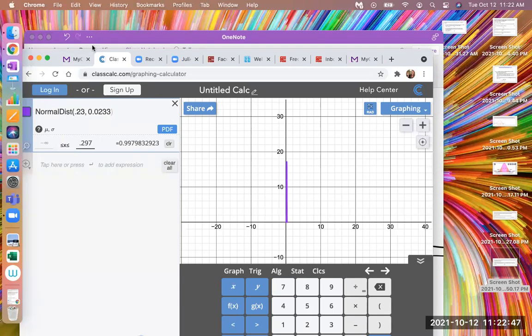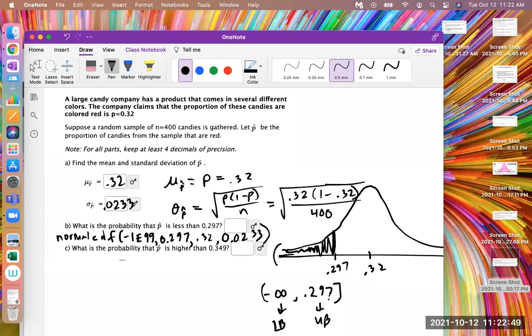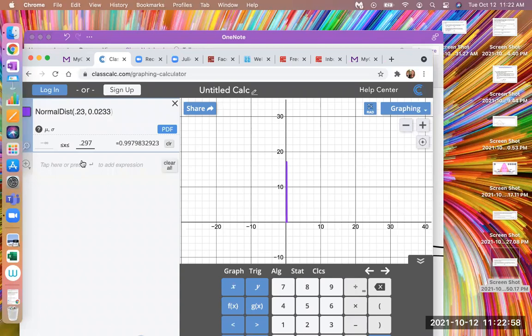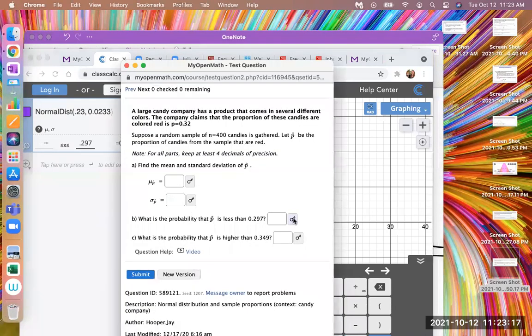Let's look back at what that was. 0.297. Yeah, it's negative infinity to 0.297. So when I'm using class calc, this is my lower bound and that's my upper bound. And then my answer here is 0.9979, or actually I would round it up to the 0 there, and this would be 8, so 0.9980. And let's just see if they like that answer. Oh, wait, less than.